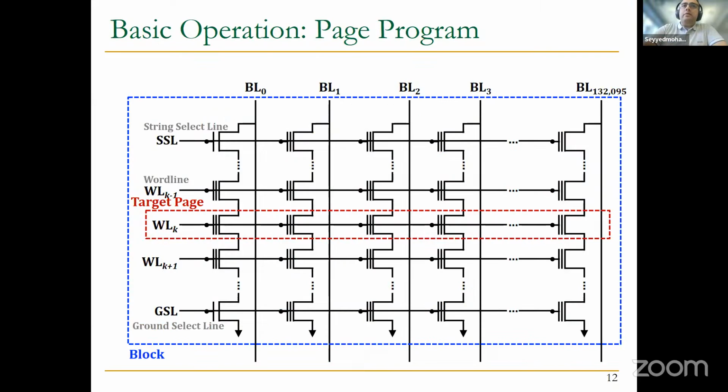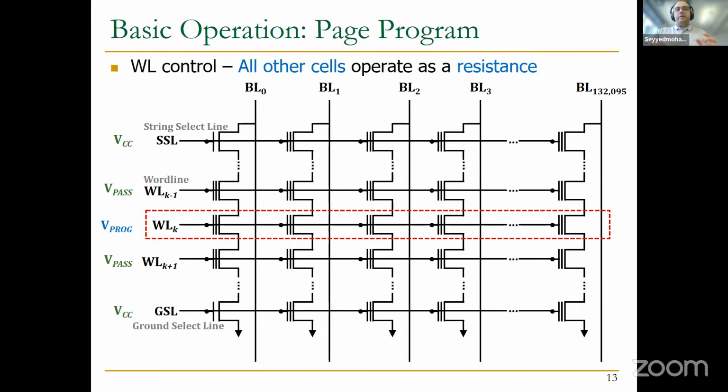So now let's see how we can do basic operations in a NAND flash chip. First, consider that we want to program a page. As we discussed, in a block, when you want to program a page, you need to apply the reference voltage to that target page. For the other pages that you don't want to program, you need to apply a high voltage that we call VPASS, to make sure they act as a resistance, no matter if they are programmed or not. That VPASS should be high enough to turn them on.